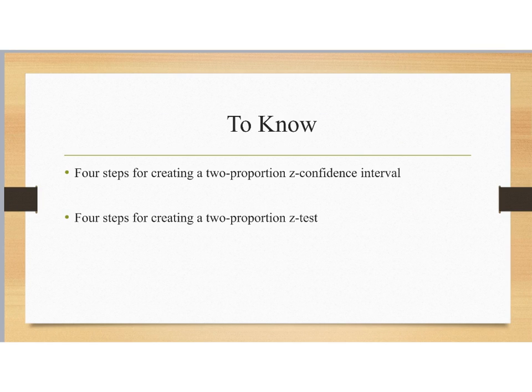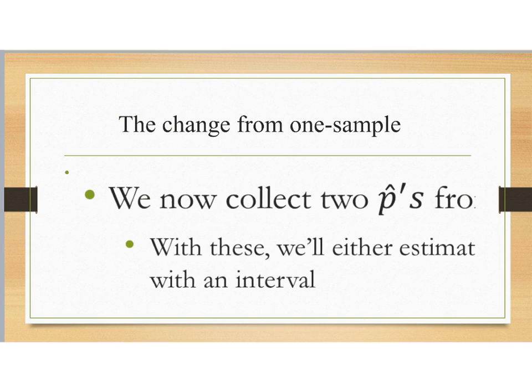Let's jump into it. So there's 4 steps to creating an interval and 4 steps to creating a test, similar to the one proportion piece. The interval, you could say 3 or 4 steps, and we'll get into that more. But knowing those steps is what's going to be important here.